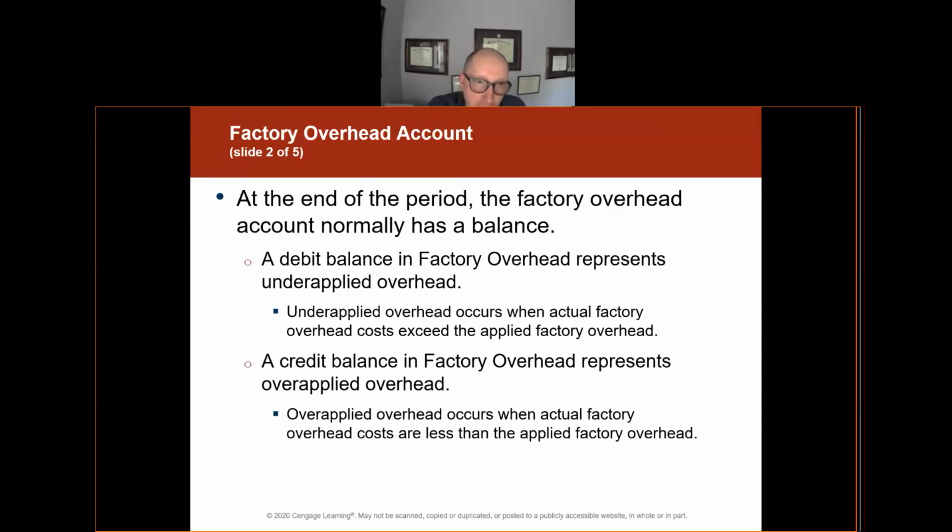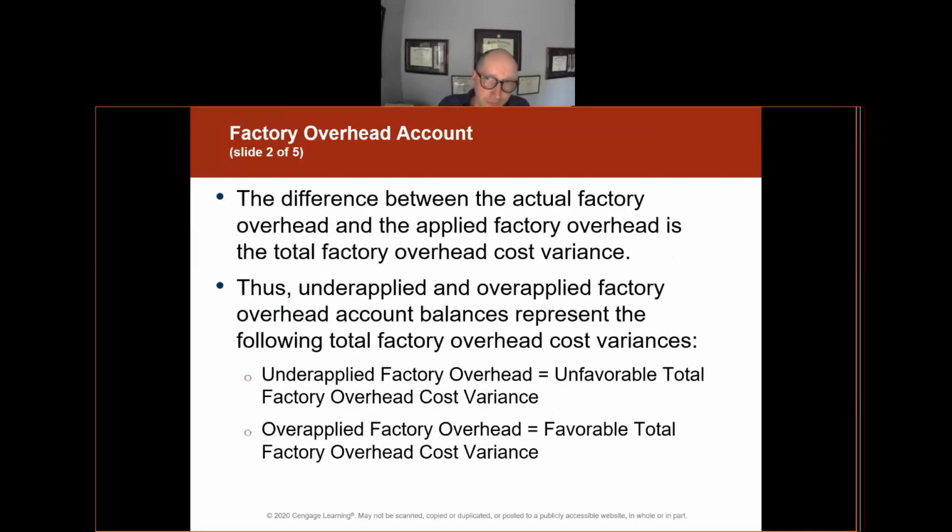So if factory overhead has a debit balance at the end of the accounting period, it's because we under-applied factory overhead. If the factory overhead account has a credit balance at the end of the accounting period, it's because we over-applied factory overhead. And the variance, or the difference in the factory overhead, comes from the difference between the applied and actual factory overhead.